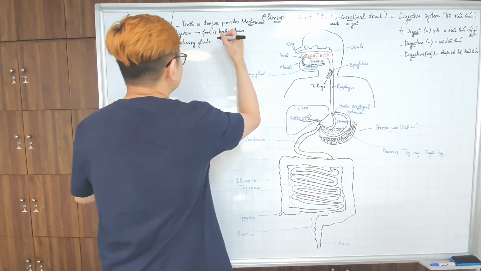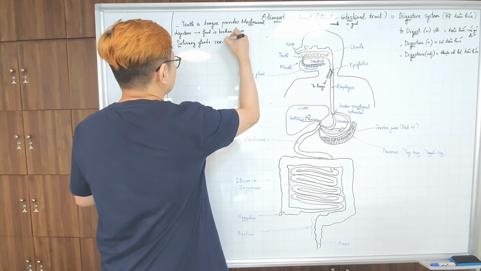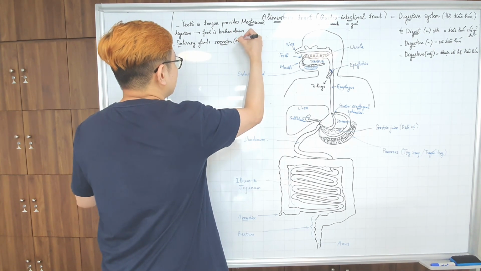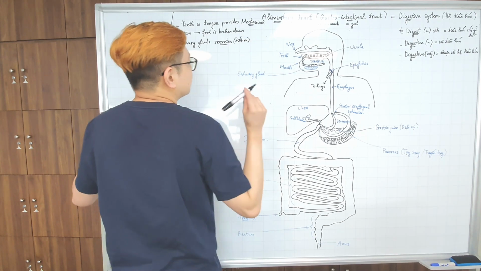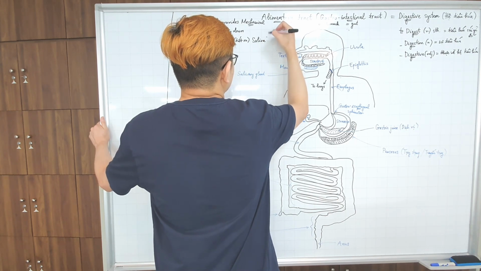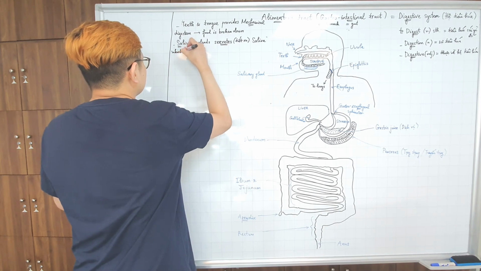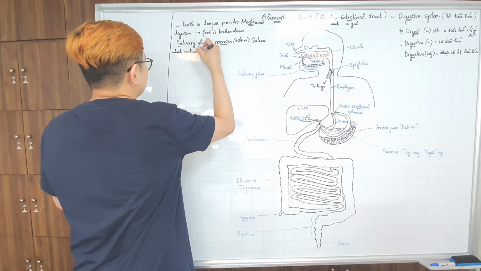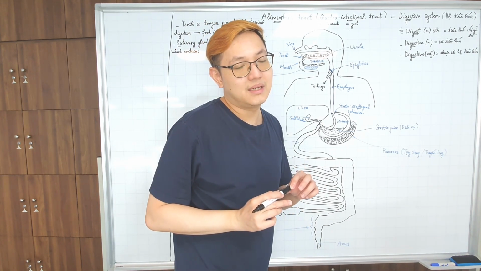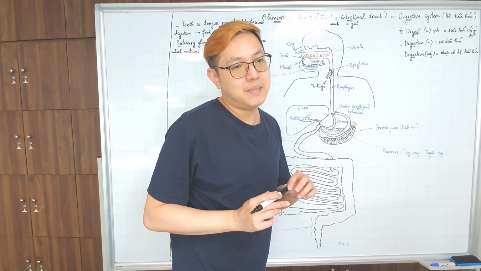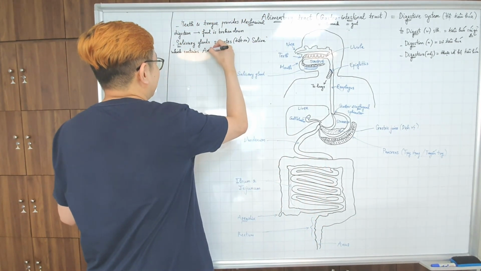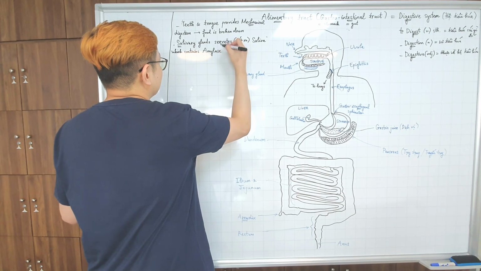Salivary glands secrete, tiết ra, secrete saliva, nước bọt, which contains, trong nước bọt chứa gì? What's inside the saliva? What enzyme? Amylase. In the saliva, it contains amylase enzyme.